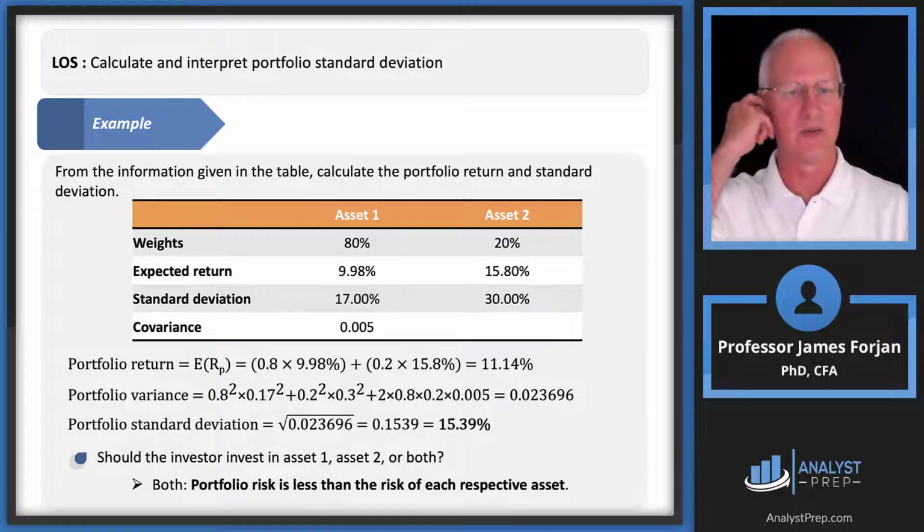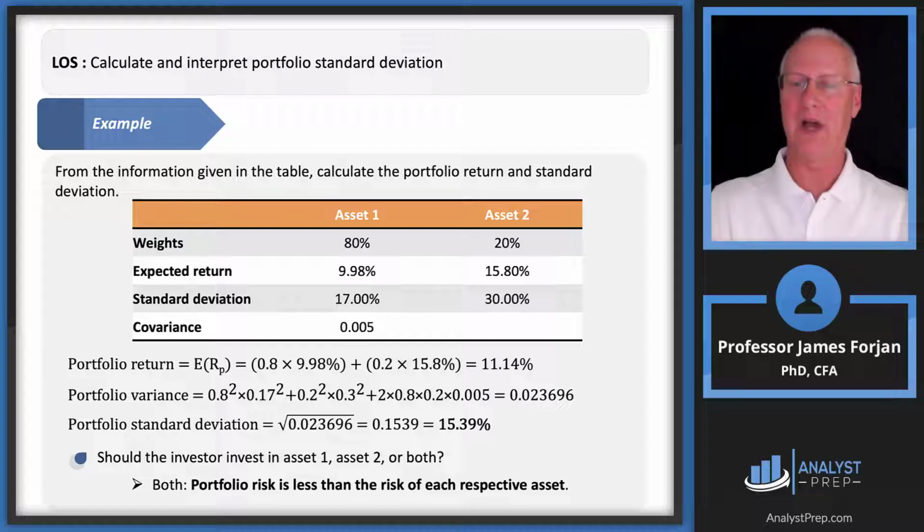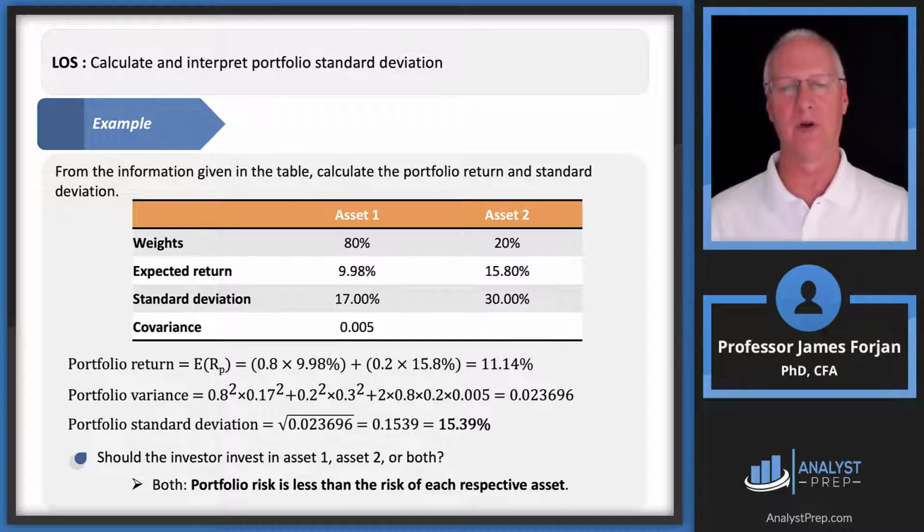All right, so let's do a quick example here. We've got asset 1 and 2, 80% in asset 1, 20% in asset 2. Expected returns are around 10 and 16%. Standard deviations are 17 and 30%. So this is really interesting. Let's suppose that we're starting with asset 1 that has a mean of 10 and a standard deviation of 17. Then we're going to take 20% of our wealth and add it into an asset that has greater return, right? 15.8 is greater than 10, and greater standard deviation. So it has higher expected return and higher risk, and it has a covariance of 0.005.